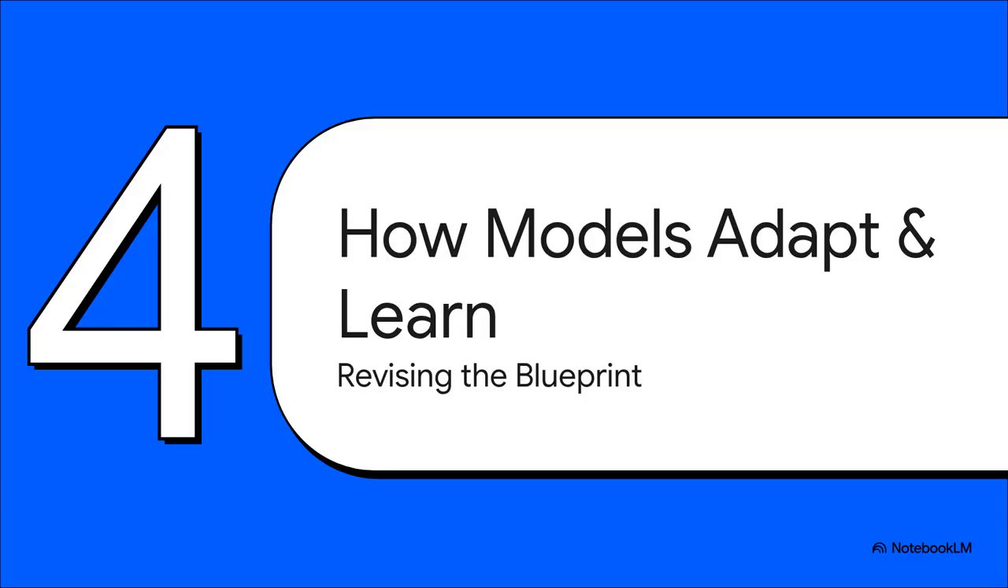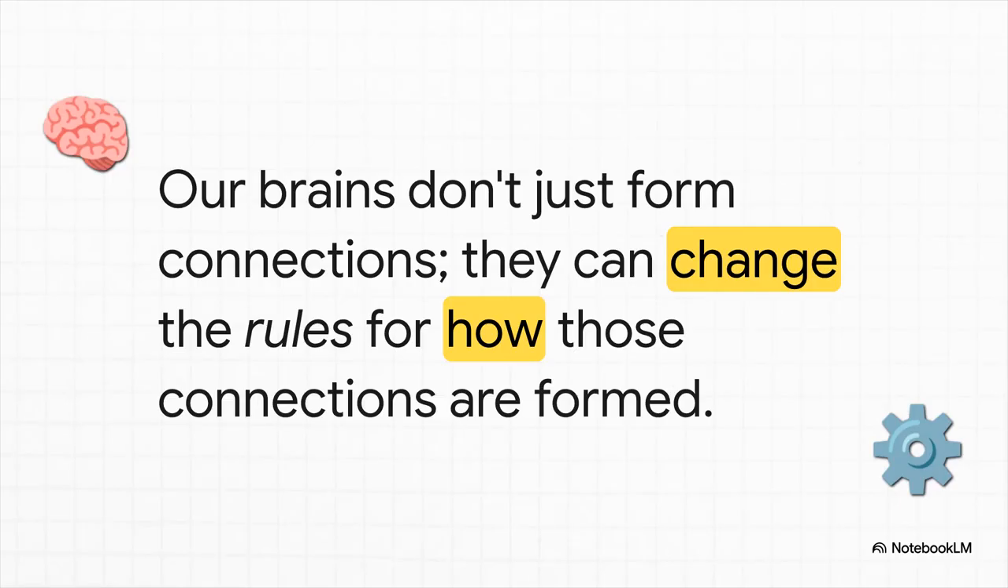Okay, so if our models are so flawed, are we just stuck with them forever? Well, no, not at all. And this is where it gets really incredible. The most amazing thing about our brain isn't just that it builds these blueprints, but that it is constantly revising them. And here's the really mind-bending part.